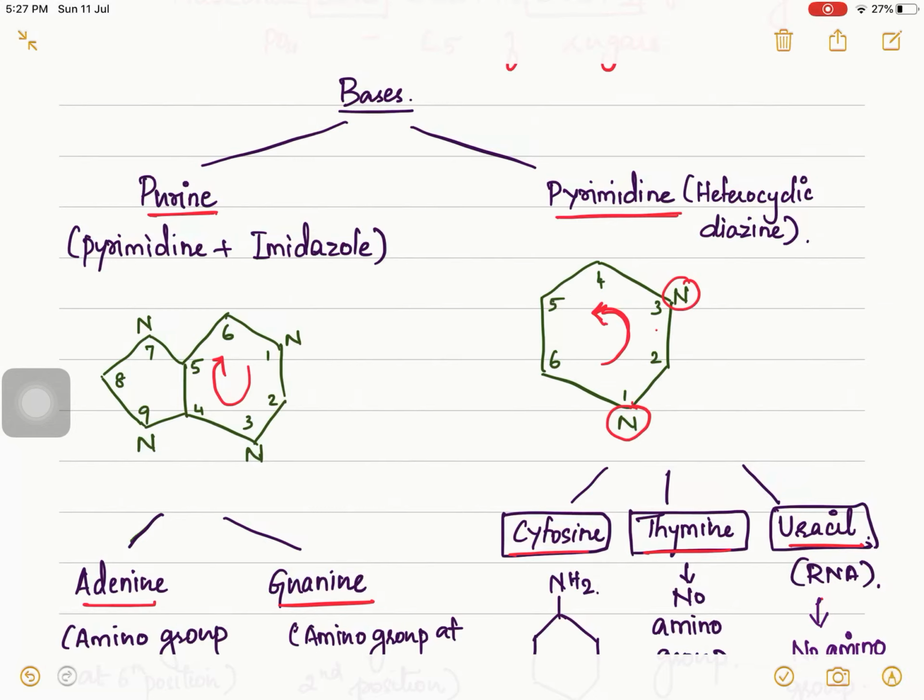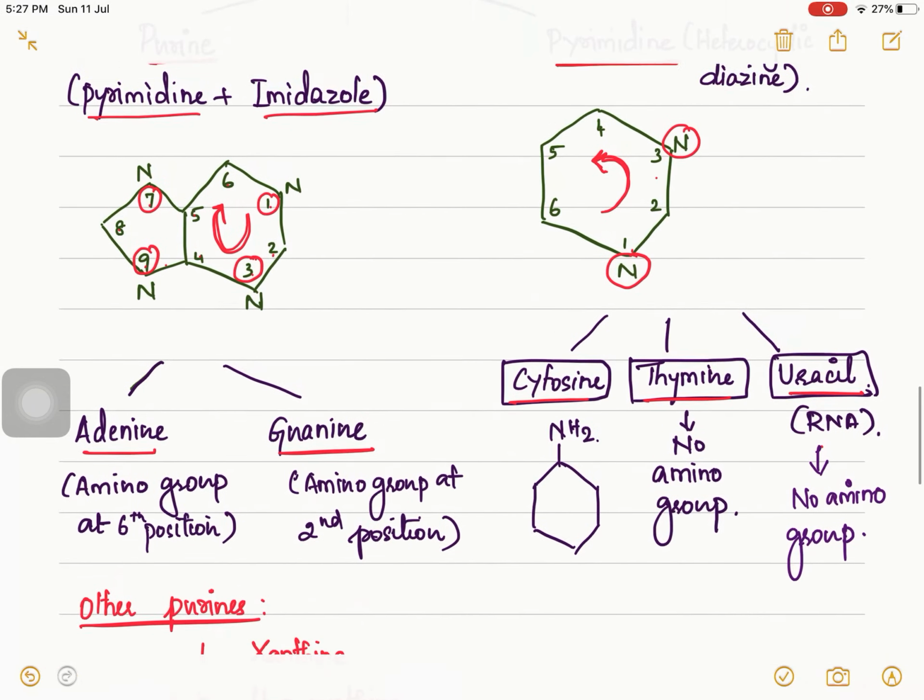Purine is a combination of one pyrimidine and one imidazole ring, but here the numbering will be in the clockwise direction, which is 1, 2, 3, 4, 5 and 6, and in the imidazole 7, 8 and 9. Similarly, there are 2 nitrogen atoms in the pyrimidine ring at positions 1 and 3, and also at positions 7 and 9 of the imidazole ring. This is the structure of purines and pyrimidines.